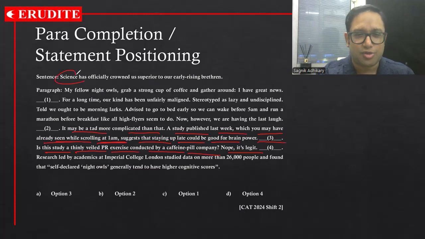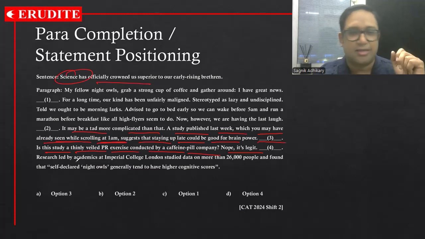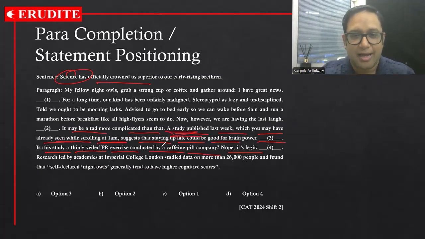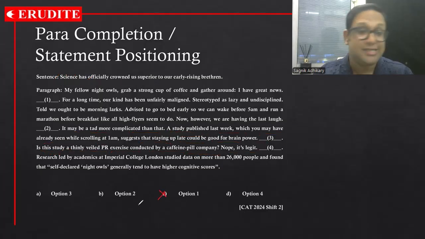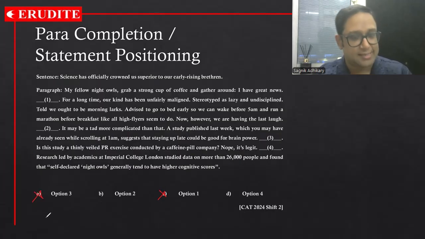There's no reason for us to shove a statement about science crowning us superior in between. We are talking about a study here, and we are continuing with that idea of the study. So again, not three. So we have eliminated blank one, which means option C is out, and blank three, which means option A is out. Two is what we are looking for. Two seems to be the answer.